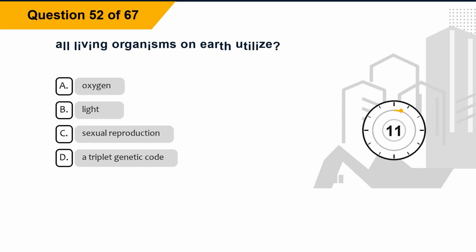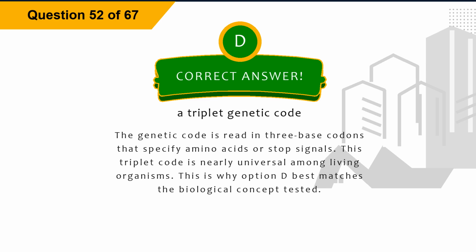Question 52. All living organisms on Earth utilize? Option A, oxygen. Option B, light. Option C, sexual reproduction. Option D, a triplet genetic code. The correct answer is option D, a triplet genetic code. Explanation: the genetic code is read in 3 base codons that specify amino acids or stop signals. This triplet code is nearly universal among living organisms. This is why option D best matches the biological concept tested.